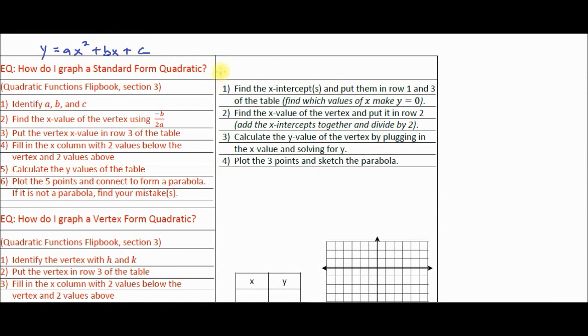So for our essential question, let's write this down here. I'll put this in red. Essential question: how do I graph an intercept form quadratic?